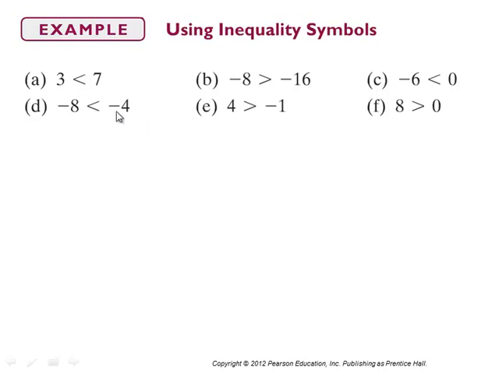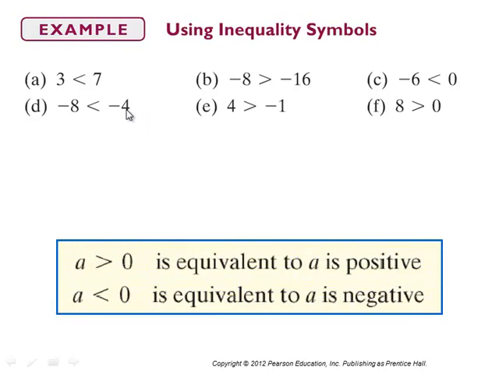Negative 8 is less than negative 4. That's true as well. All right, and so forth. 4 is greater than negative 1. That's true, because 4 is to the right of negative 1 on the real number line, and so is 8 is greater than 0. That's a true statement as well.